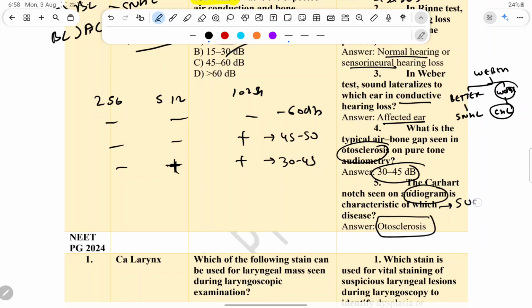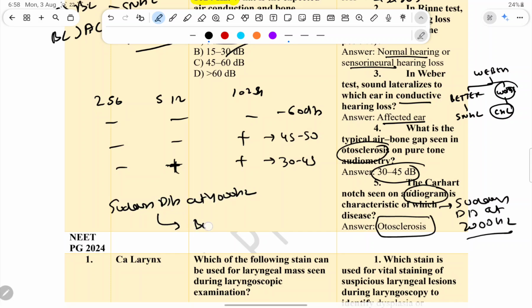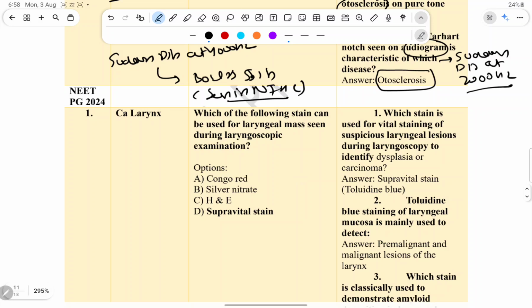It is a sudden dip at 2000 Hz. A sudden dip can also be found at 4000 Hz. Important: a sudden dip at 4000 Hz is called Boilers' dip, seen in noise induced hearing loss. Okay, noise induced hearing loss. Next, ENT again. Which of the following stains can be used?